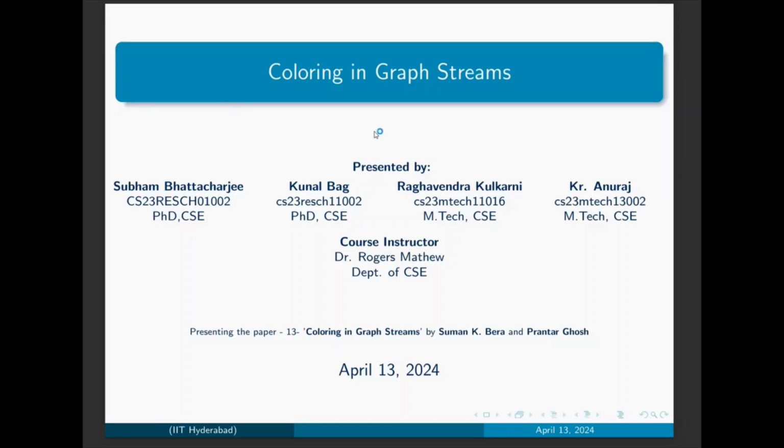Today we will be presenting a paper on coloring in graph streams, and we are a group of four, presented by myself, K.R. Anuraj, Raghavendra Kulkarni, Kunal Bagh, and Shubham Bhattacharya. The paper was published by Suman K. Bera and Prantar Ghosh, and basically it is vertex coloring in a semi-streaming model.